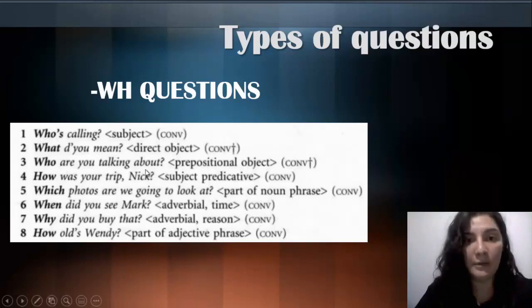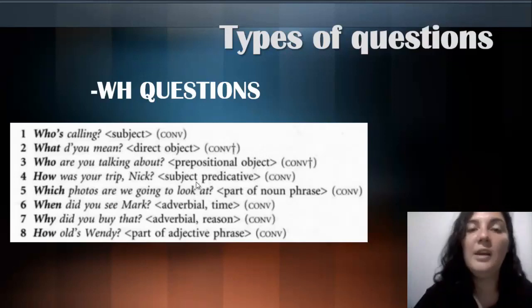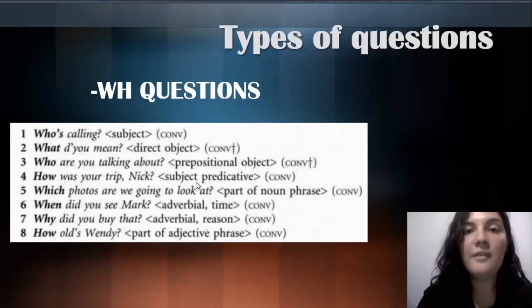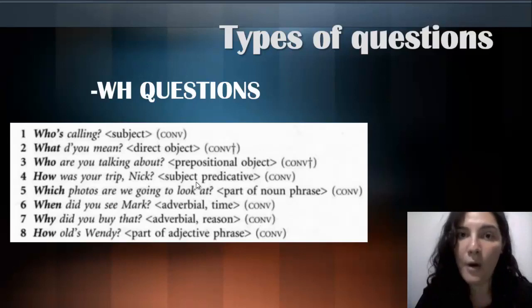Who are you talking about? I'm talking about Mary. Mary in this case would be the prepositional object or the complement of the preposition, that is another way to call it. In the case of how was your trip, Nick, we can answer it by saying it was nice. Was is a copular verb, so what comes after copular verbs and linking verbs is called subject predicative. Subject predicative is another way to call a complement. From now on, we're going to use that term for complements, subject predicative.